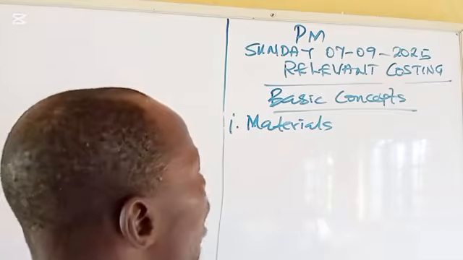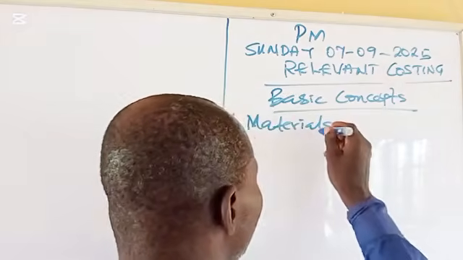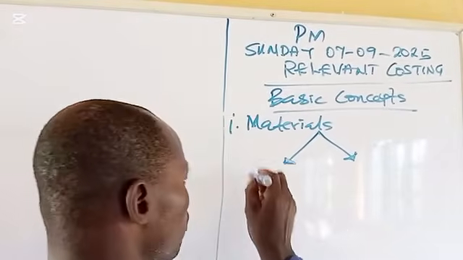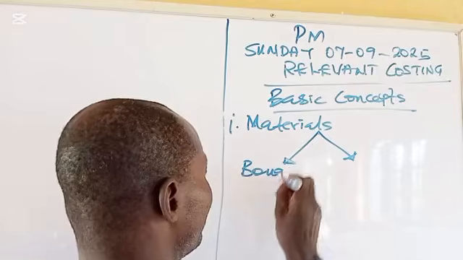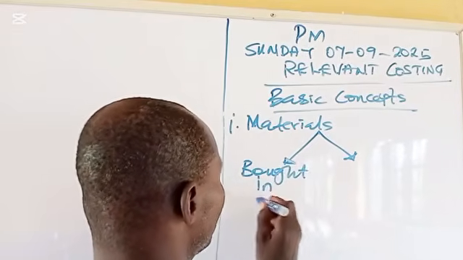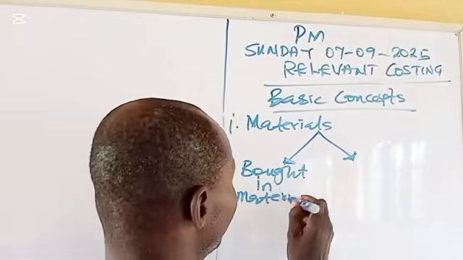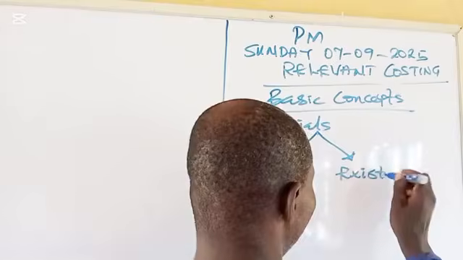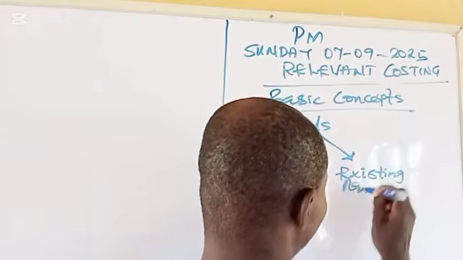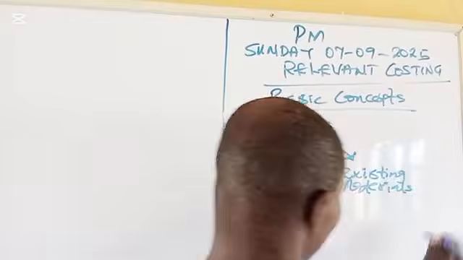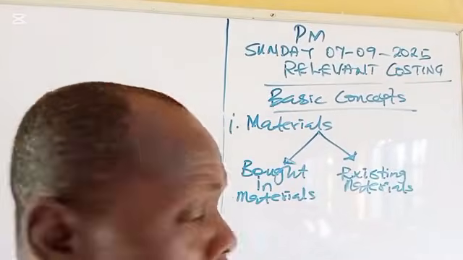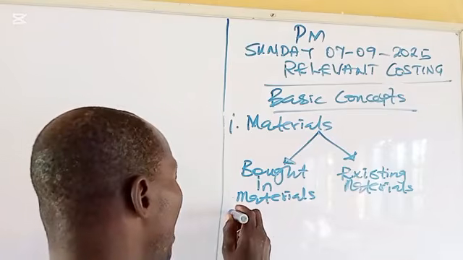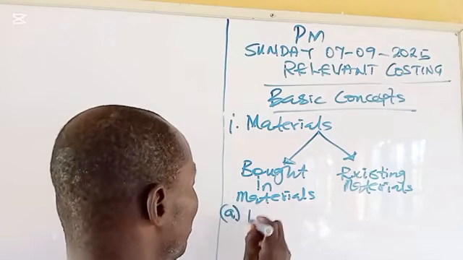Now, for the purpose of this lecture, we will categorize materials into two: bought-in materials and existing materials. These are the two divisions or classes into which we will divide materials. What are bought-in materials?